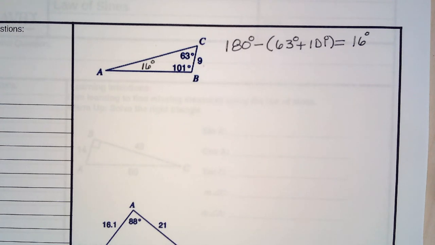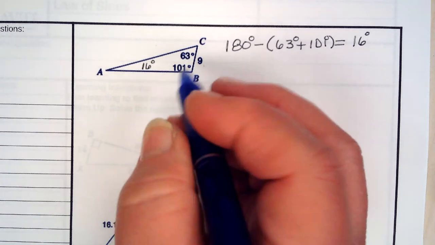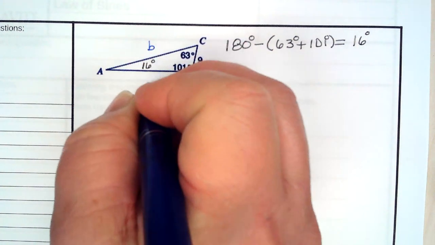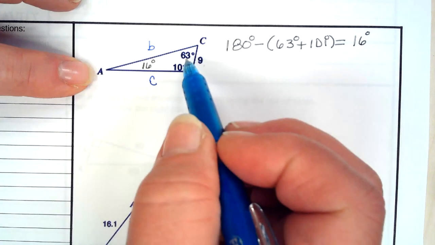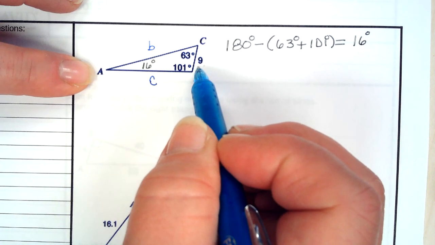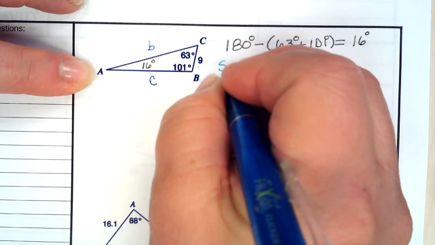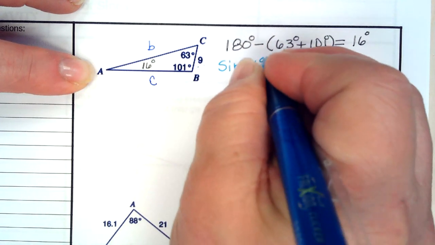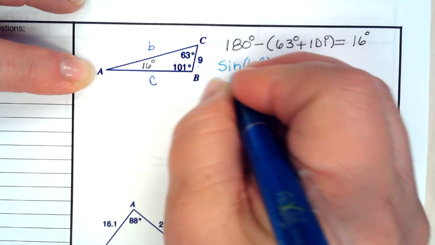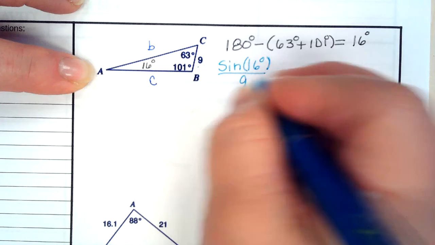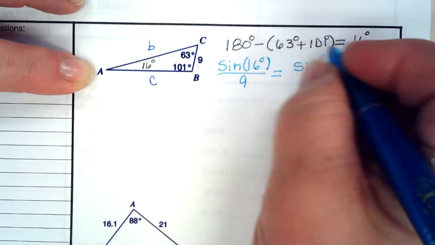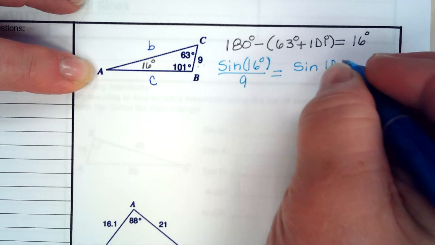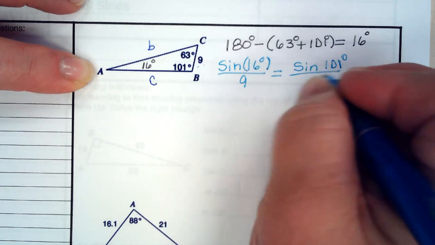So as we get ready to start looking for these missing sides, this one's going to be B and this one will be C. To find B, sine of 16 degrees, and you have to put in the parenthesis there, over 9 is equal to the sine of 101 degrees over B.